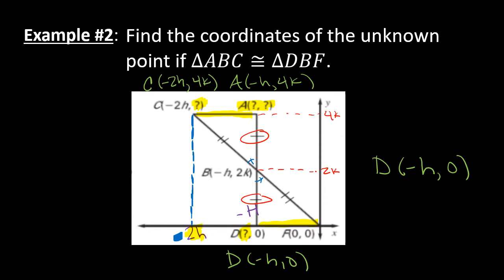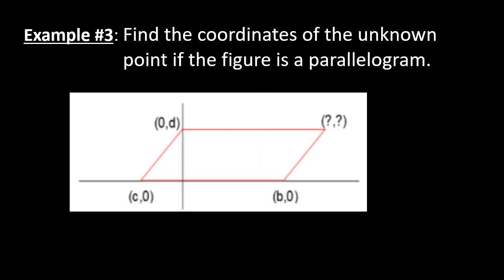Excellent job, my dears. All right, so example 3. Find the coordinates of the unknown point if the figure is a parallelogram. So what does that mean if the figure is a parallelogram? Well, we will eventually learn for sure that this triangle here and this triangle here are congruent. It's almost like we cut the triangle out of a rectangle on the right and slid it over and just reattached it on the left.